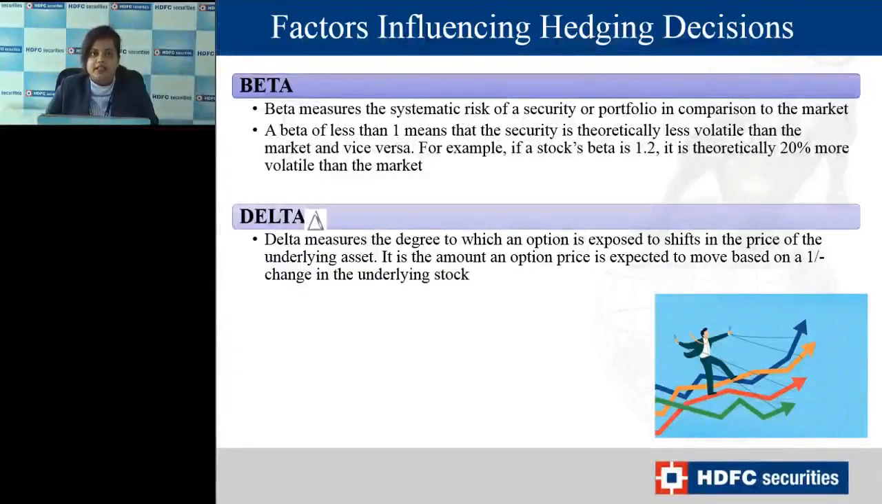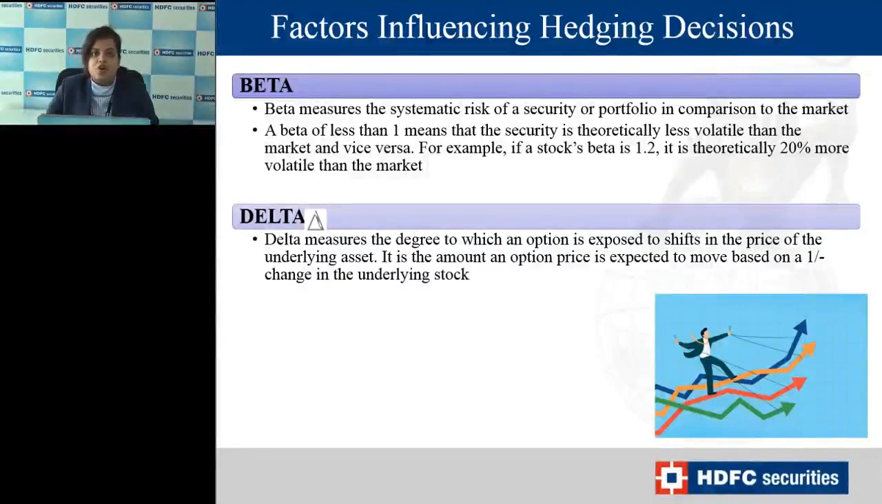Now beta varies for all these stocks. Some may be less than 1, some may be more than 1 as well. Now delta, on the other hand, measures what the price of my option is going to be if my stock moves by 1 point. This is what delta measures. It is the degree to which an option is exposed to shifts in the price of the underlying asset.